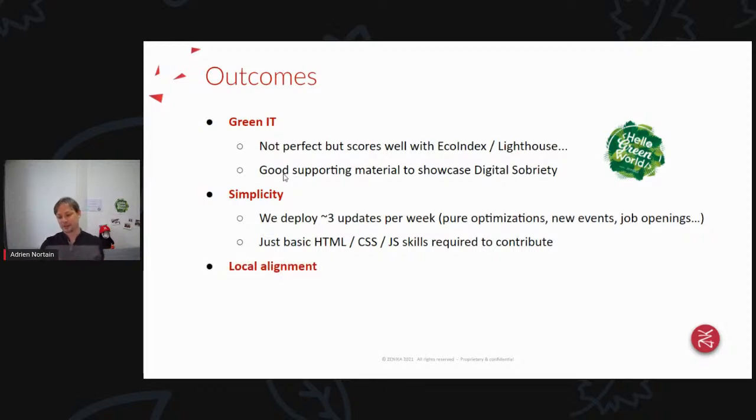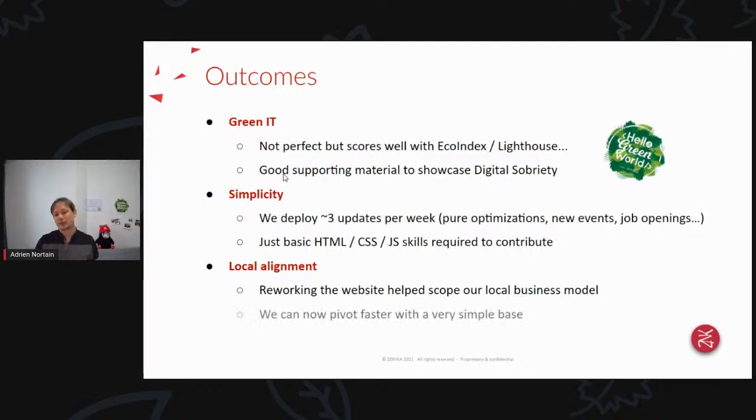So we have a local alignment as well for the content of our website. That's also one good outcome. Having an eco-design approach helped us redefine what our local business model was, if it was sustainable, if it was in line with our culture, with our values, and if it was reflected in our website. We can also now pivot faster because we have a very simple base. It's not too complex, it's not too complicated, meaning that it scales very well. And because of that, we're very flexible on what our next step should be.